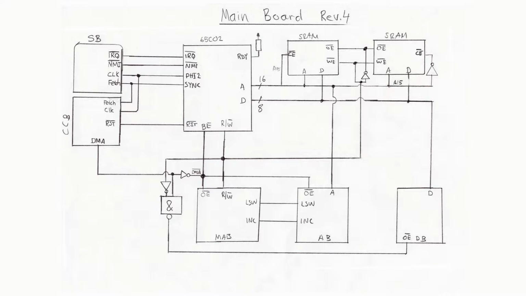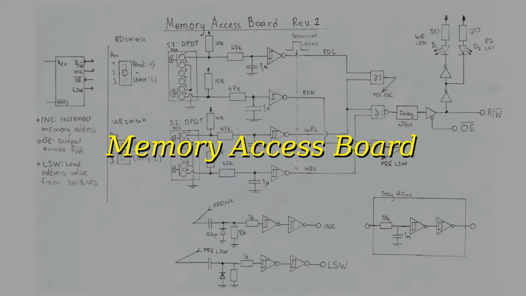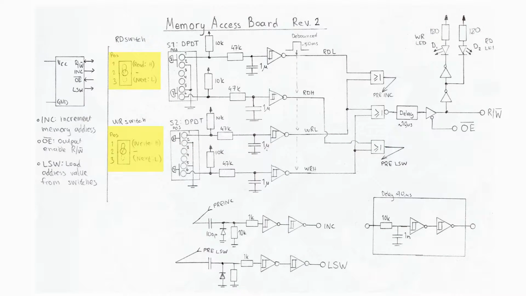Before we take a look at the address board, we need to understand the signals LSW and INC coming from the memory access board. There are 2 switches, read and write, which can have 3 positions each. The central position is neutral. The position at the top performs a read or a write operation from the address that is specified by the address board switches. The position at the bottom increments the address by 1 and then performs a read or write operation. The first step is to debounce the signal to create a nice pulse at least 50 milliseconds long.